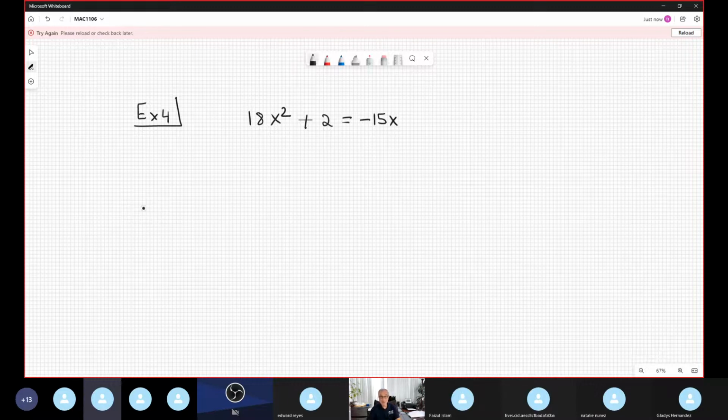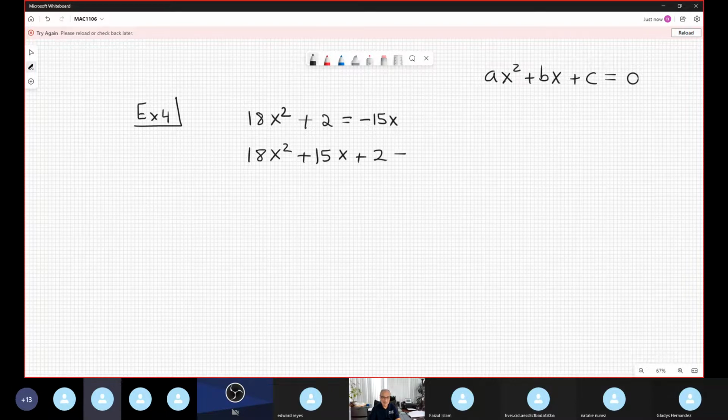Remember, standard form is ax squared plus bx plus c equal to 0. So standard form needs the right-hand side to be 0. Right-hand side must be 0. Therefore, I move 15 to the other side, and I organize in descending order of the degree.